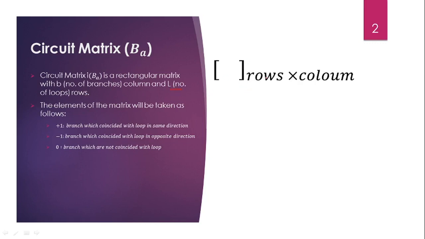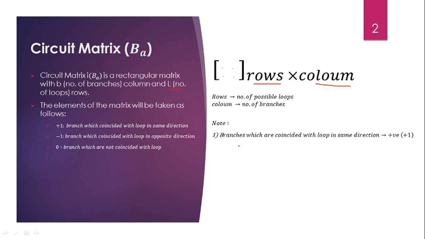As the matrix has rows and columns, here rows are the number of possible loops and columns are the number of branches. In this matrix, we have to decide the element values, and those values may be +1, -1 and 0. So +1 is for the branches which coincide with the loop in the same direction.